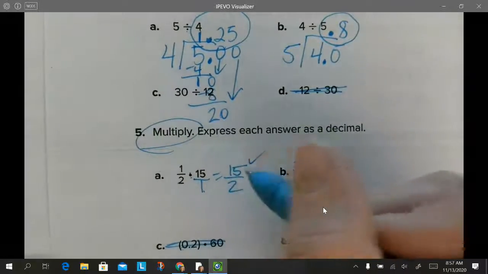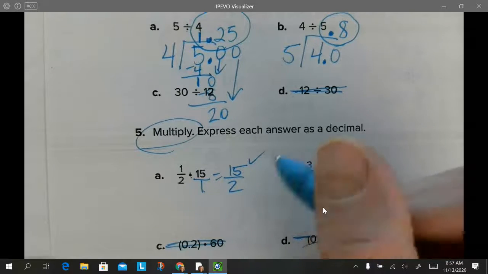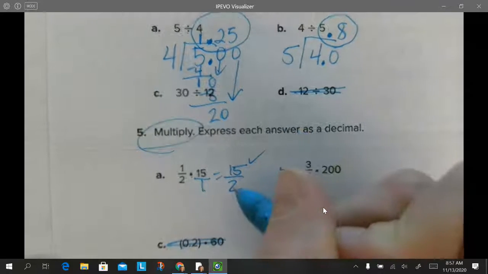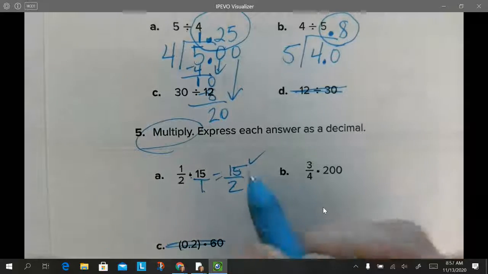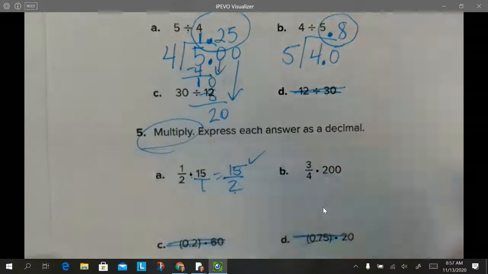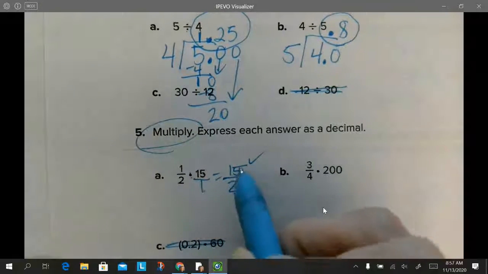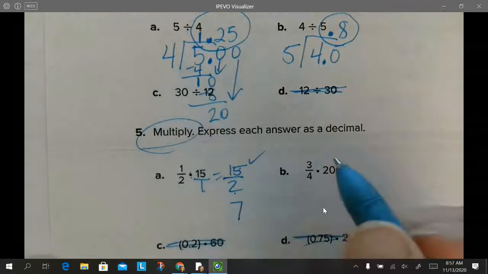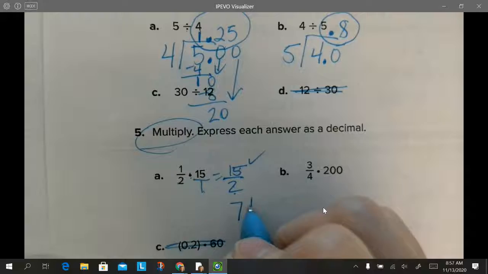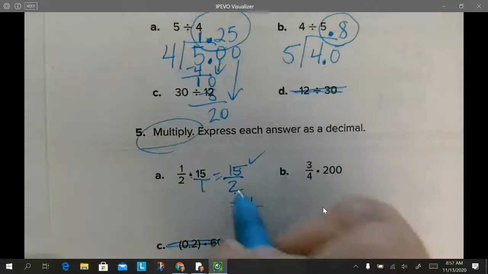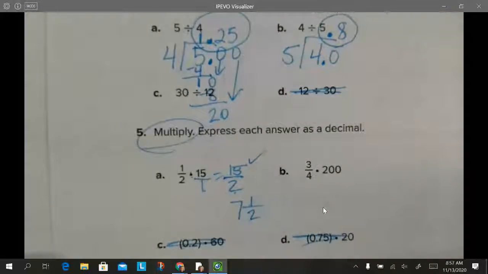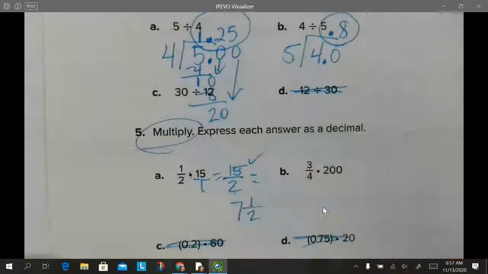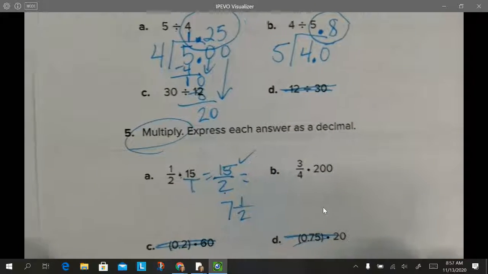But if you want to simplify it or make it into a mixed number, you want to think, how many times does 2 go into 15? Or 15 divided by 2, okay? 15 divided by 2 is 7, because 2 times 7 is 14, and there's 1 left over, so that's your remainder. You use your denominator, okay? And that's how you clean that up or make it into a mixed number, okay?